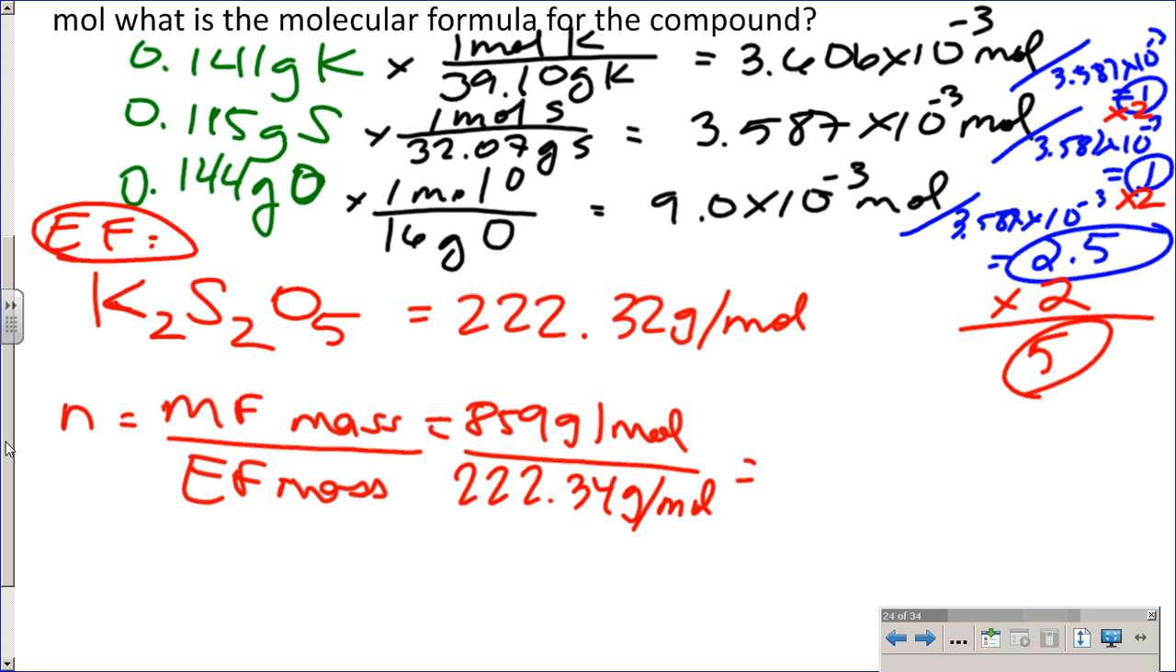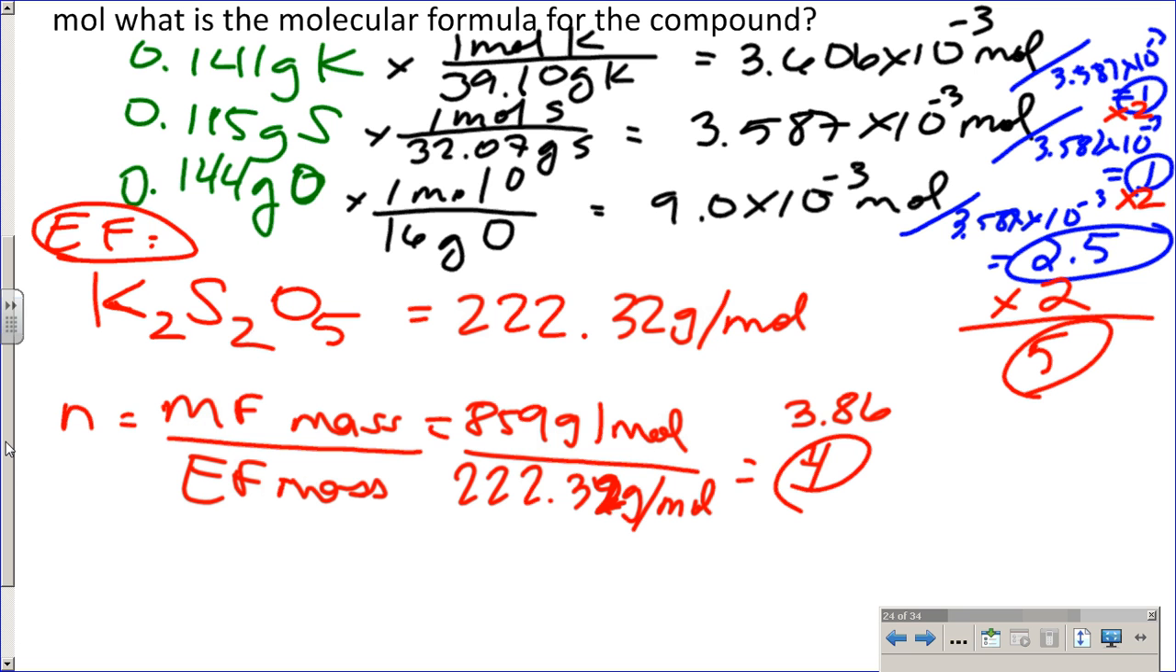You switched. No, my bad. Okay. Thank you. Okay, so 859 divided by 222 is about 4. It's actually 3.86 if you do it in your calculator. 3.86 rounds up to 4. So the integer that we're multiplying by is 4.